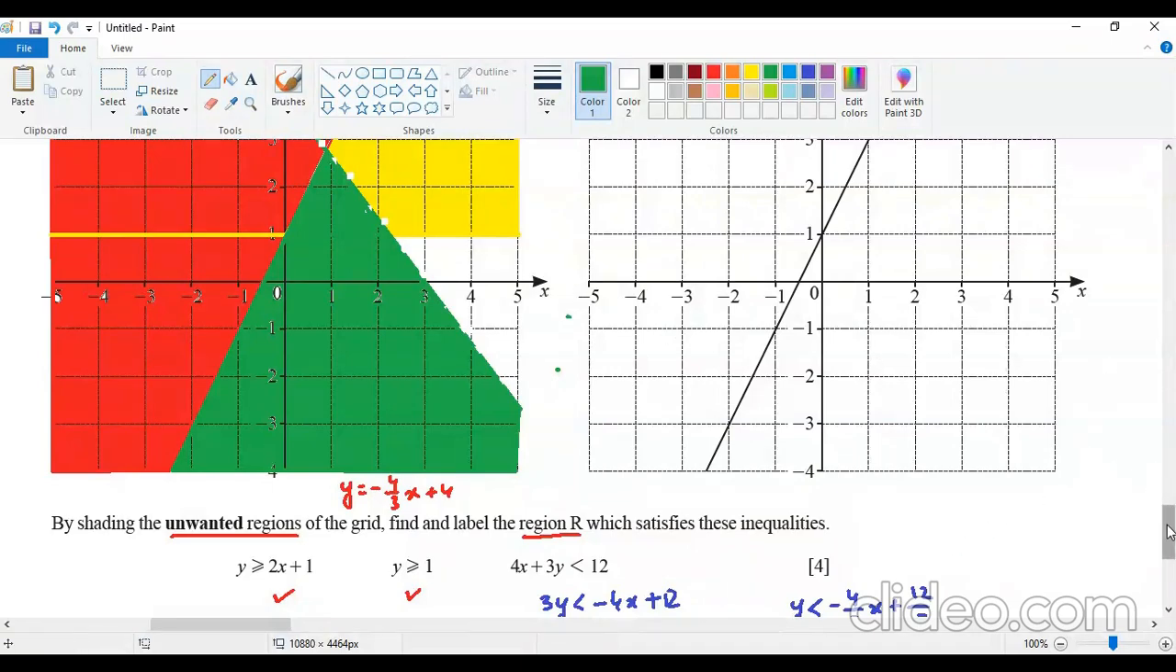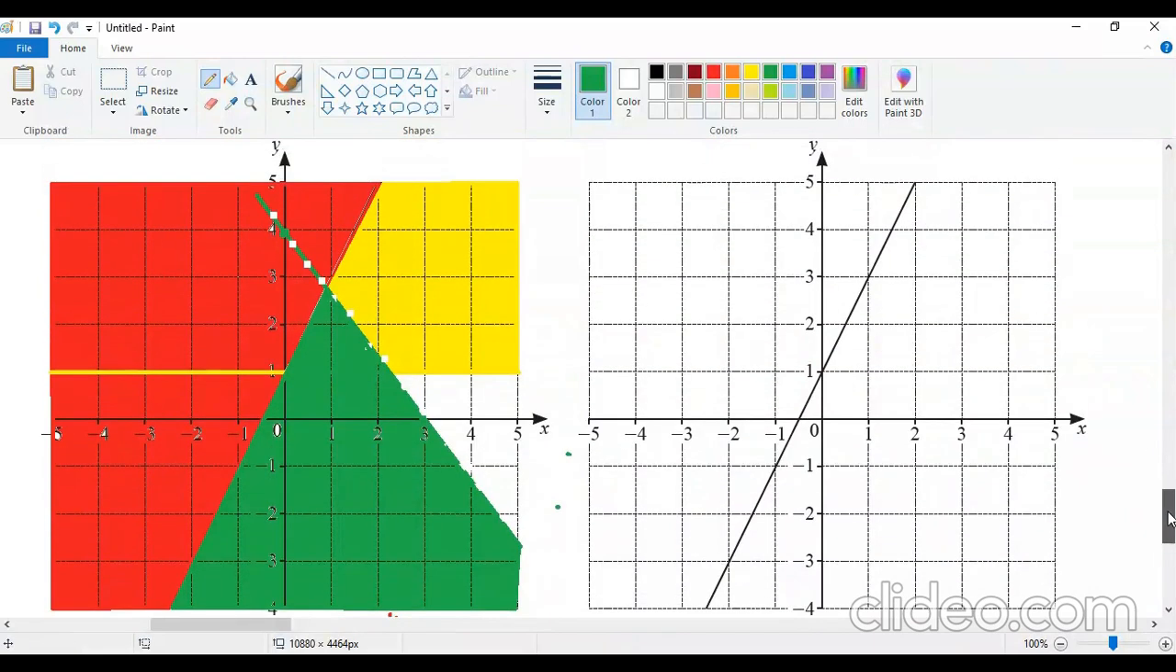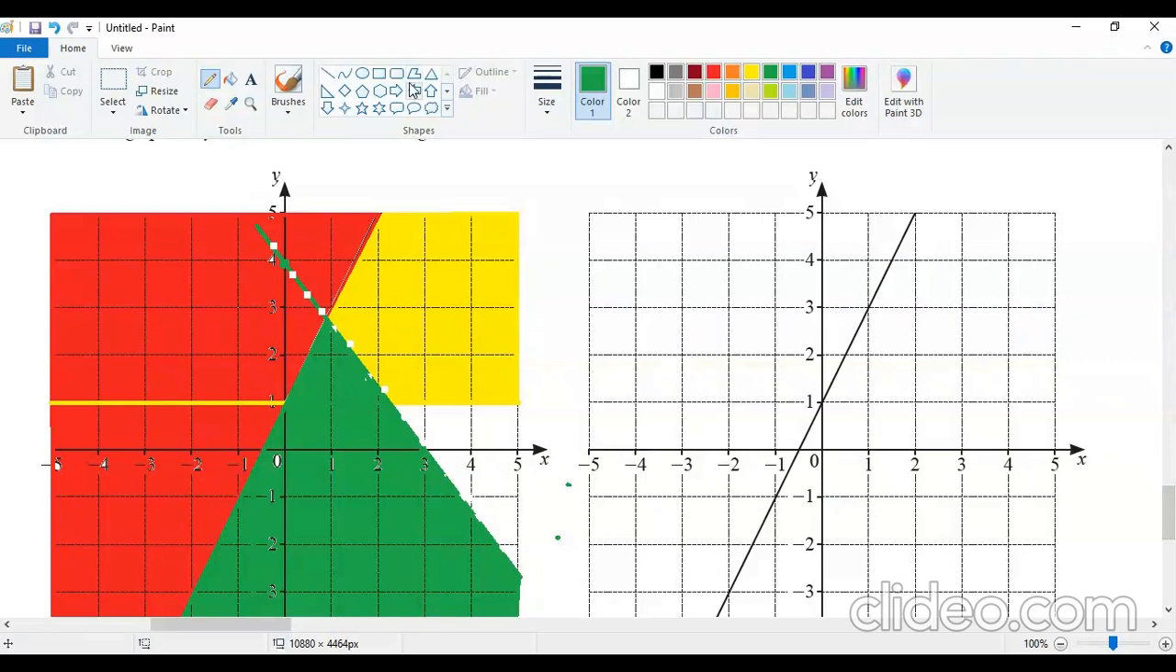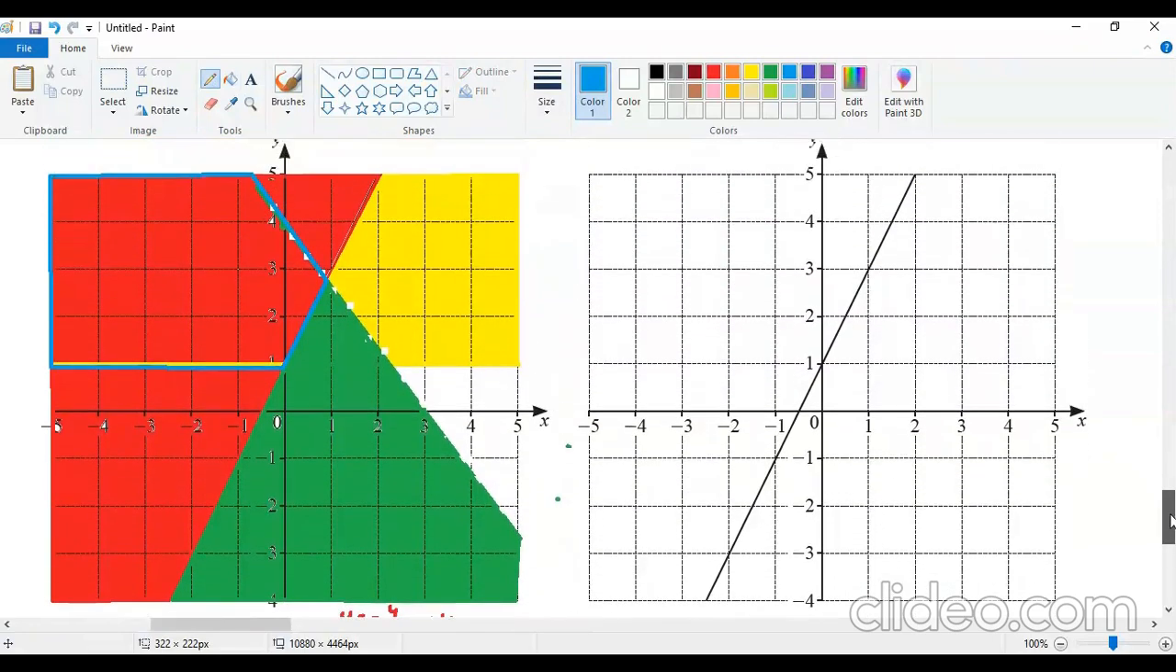Now all the three lines are there and shading is also done. Now look at this question. It's saying to show the unwanted region of the grid when three lines are meeting. So this is the area we are talking about. Number one, the first point is going to be this one. Second, third, fourth, and fifth. This area has to be taken away, so you have to shade this area.